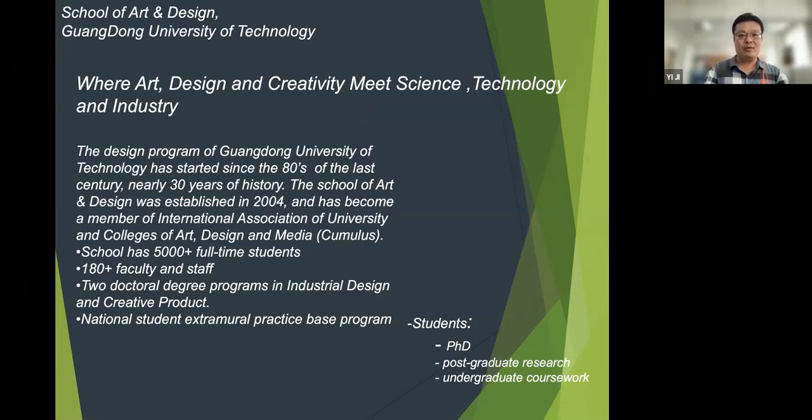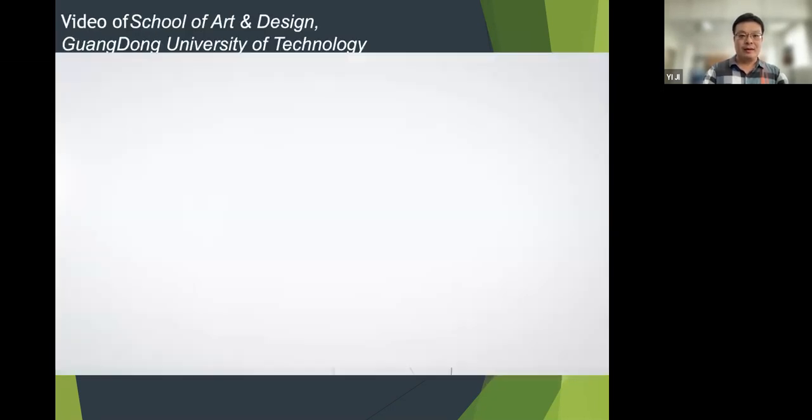Here we just want to mention a few things. One is that the school is the biggest art school in China, and we have almost 5,000 full-time students and 180 staff. So it's a big size. We also have PhD and postgraduate research students and undergraduate students, so there are lots of different levels of students in our school.